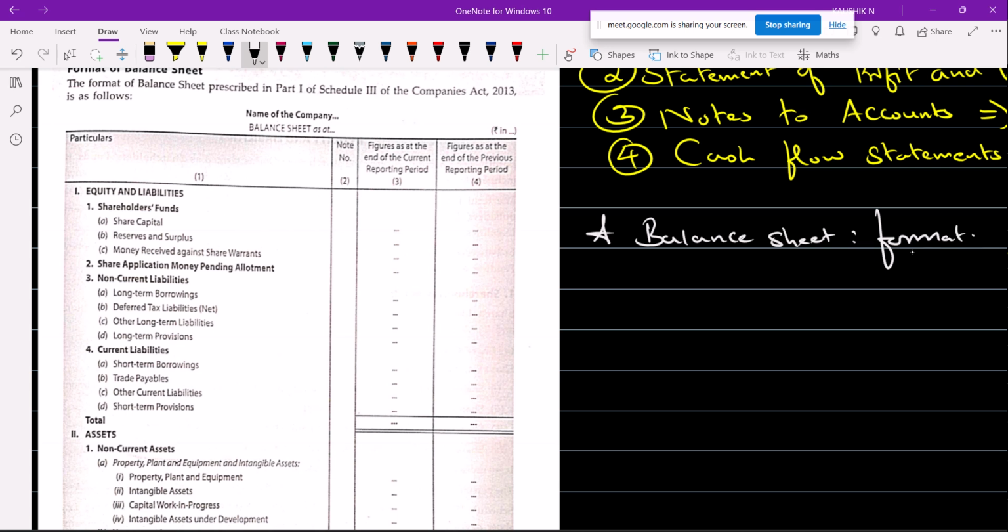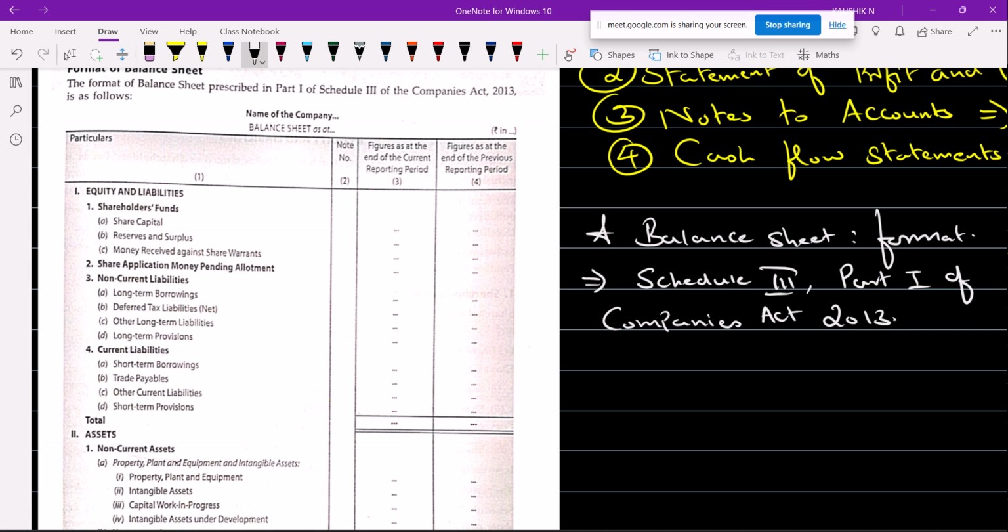Remember, the format of the balance sheet has been prepared based on Schedule 3, Part 1 of the Companies Act 2013. This is very, very important. That is what they have mentioned here on top.